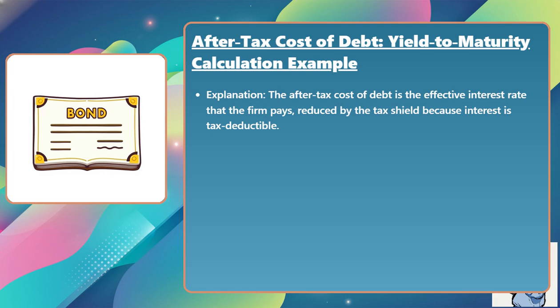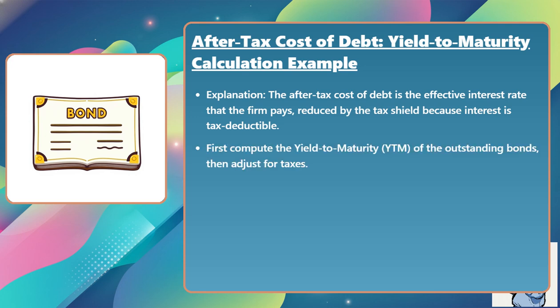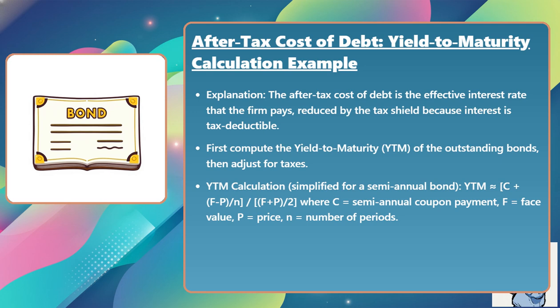Explanation: the after-tax cost of debt is the effective interest rate that the firm pays, reduced by the tax shield because interest is tax deductible. First, compute the yield to maturity of the outstanding bonds, then adjust for taxes. YTM calculation simplified for a semi-annual bond.